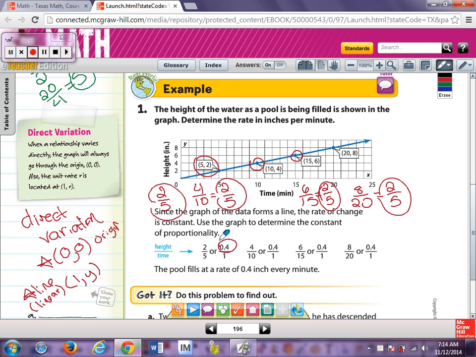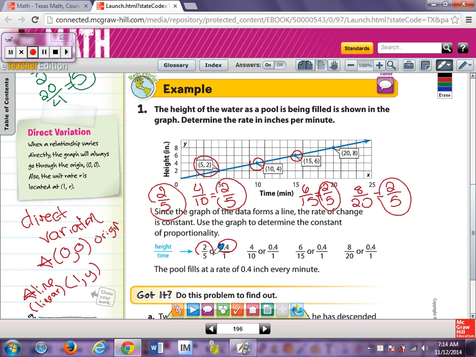Because in order to determine the rate in inches per minute, I have to know how much water I have for 1 minute. And these ratios tell me how much water I have in inches for every 5 minutes. So the way you do that is you have to divide, because you need to have a 1 on the bottom to basically get a unit rate. This is what a unit rate is, the same thing as the constant proportion. So finding the unit rate is always going to be important.